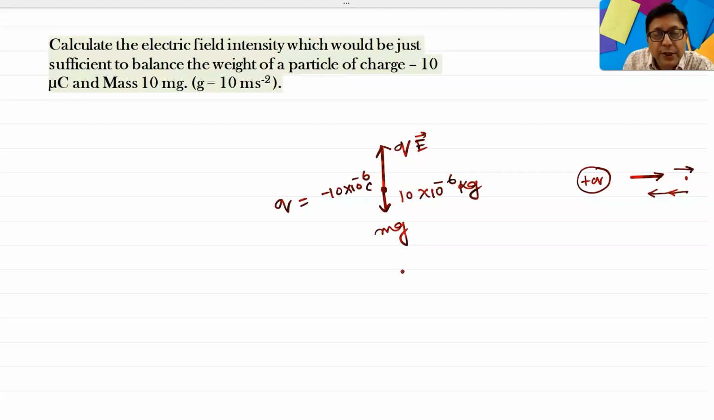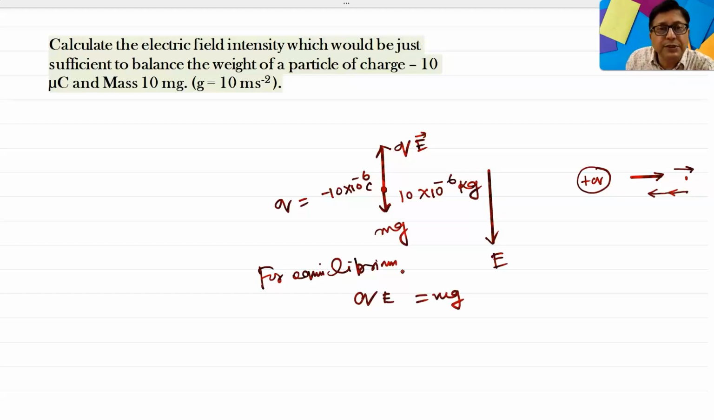Am I clear? If this is a negative charge, it will experience force in a direction opposite to the electric field. So the question is, in what direction is the electric field created? It is created vertically downward. With the electric field directed downward, this charge of minus 10 μC will experience an upward force to balance its own weight. So for equilibrium, qE must be equal to mg.